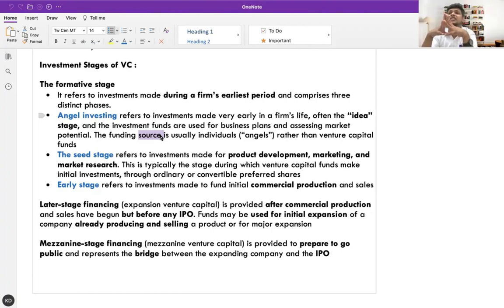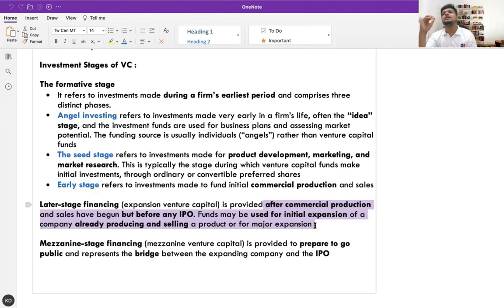My next target is to produce a mass number of cars, sell them across the globe, and make my business globally visible. That's called later stage financing. It is provided after commercial production and sales have begun, but the company is not listed yet. It is preparing for listing. So it is already selling a product. Now it wants to expand into various geographies or various lines of products. That's where you need money for expansion. That's called later stage financing.